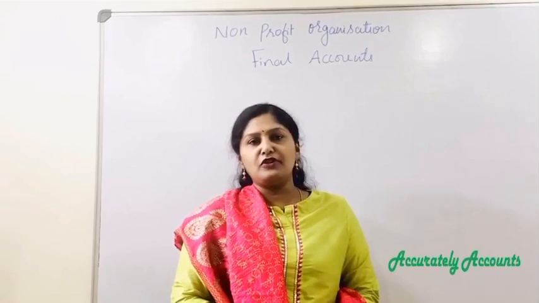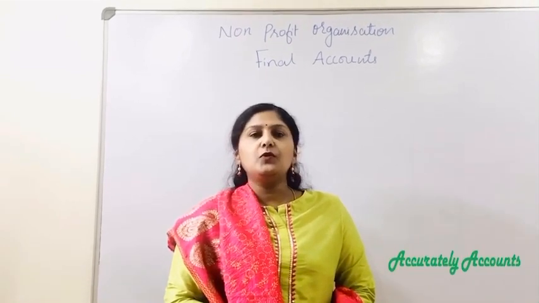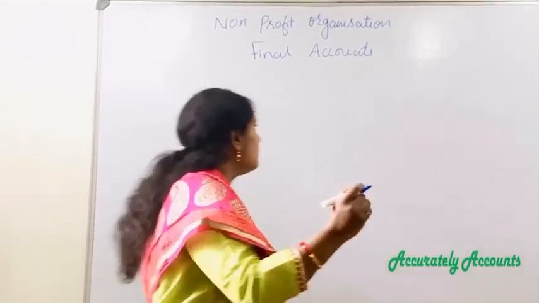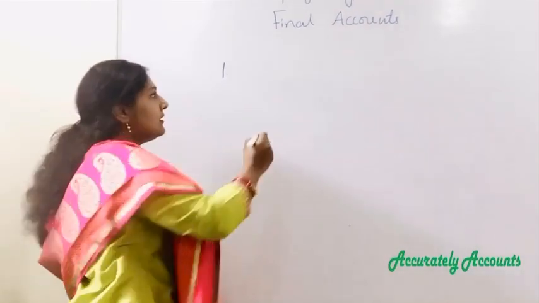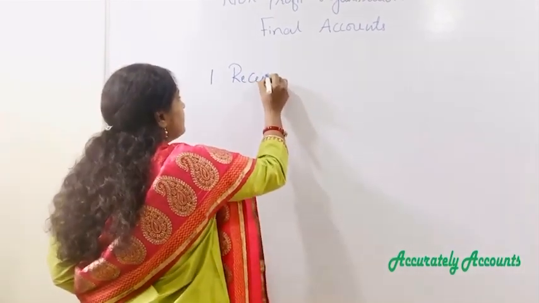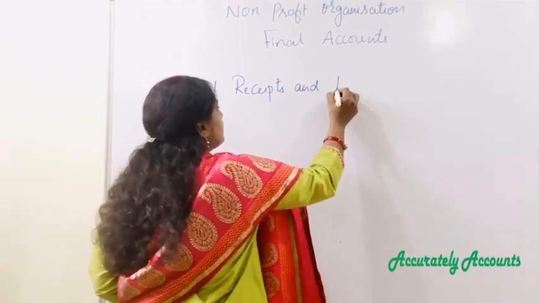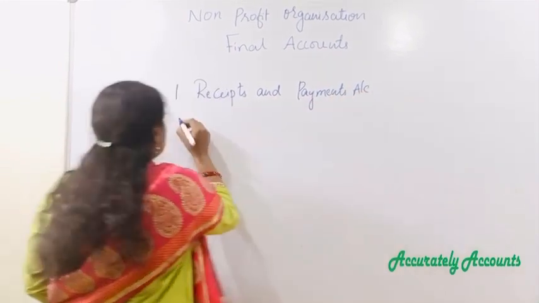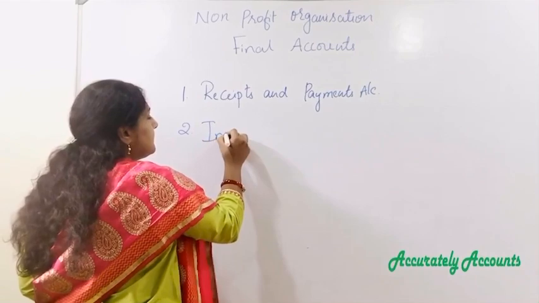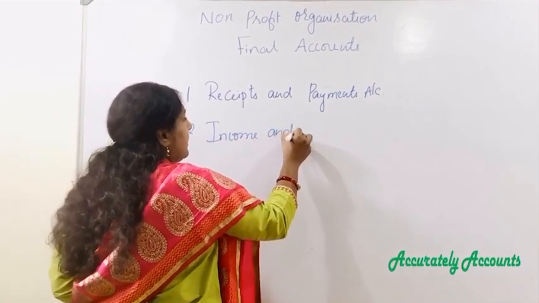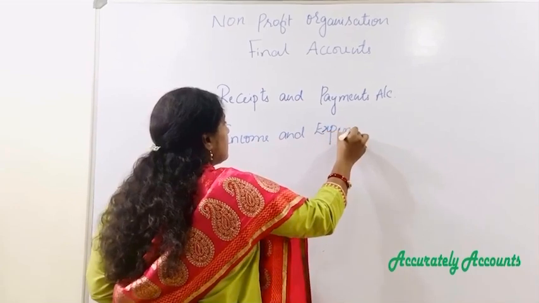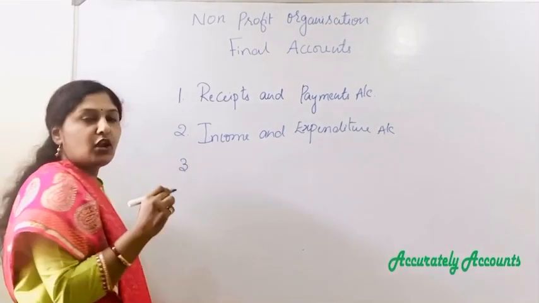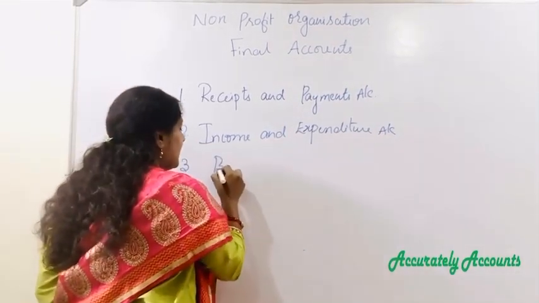So in case of a non-profit organization, we are going to prepare two different accounts and one statement at the end of the financial year. The first and foremost account which we are going to prepare is the receipts and payments account. The second account prepared is the income and expenditure account. The last one, it is not an account but it is a statement, the balance sheet.